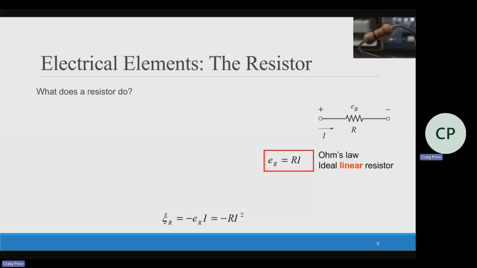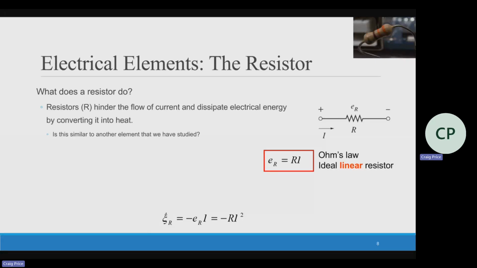What does a resistor do? Resists the flow of current. Yes. So as current flows through, it's going to try to slow it down. And from that, it's going to create a voltage drop. And so they convert it into heat. And basically, they're taking energy out of the system.